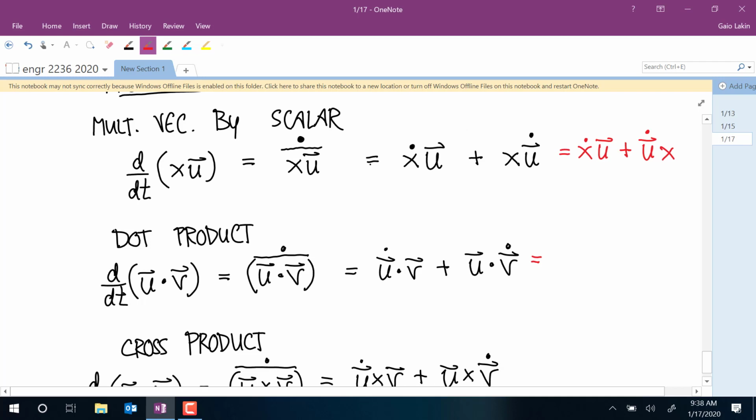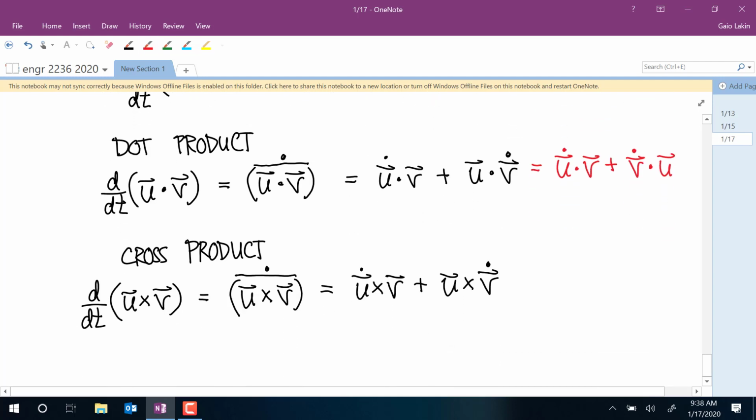And the dot product, you can write this as u dot dotted with v plus v dot dotted with u, and that works fine. But it's not the same thing with the cross product, because the cross product is the only one of these where the order of operations matters. So here, it's not equal to u dot cross v plus v dot cross u.